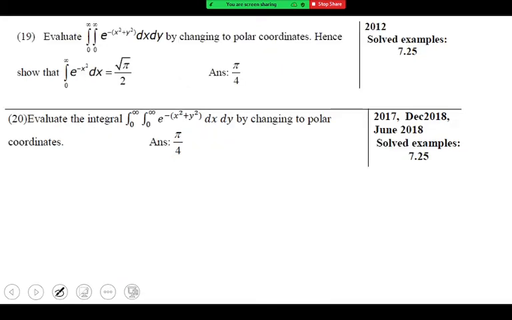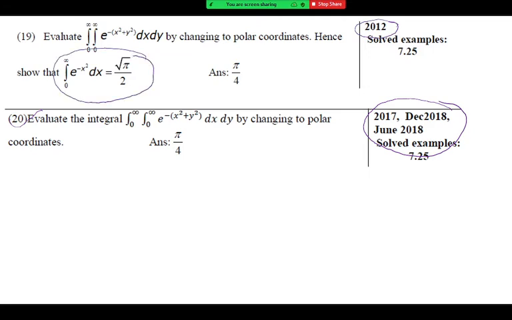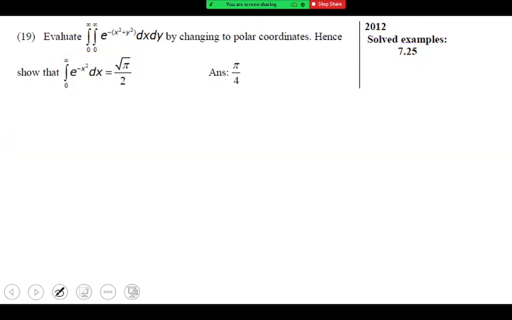So I will commit here. This is question number 1 on type 5. This question has been asked a number of times, 4 to 5 times. You can see on the screen. Both questions are the same, but in some of these the question is only evaluate. But in 2012 the question is evaluate, hence show that, so one extra part is also added. This is already a solved example from the book, example 7.25. So we'll discuss this question on the next slide. The same question you will find here.